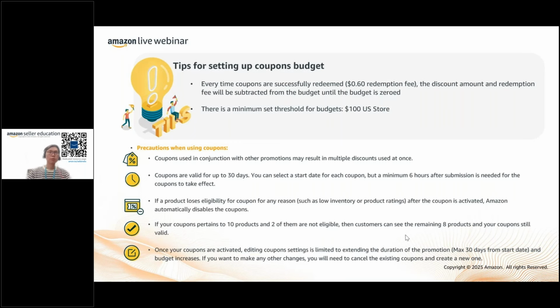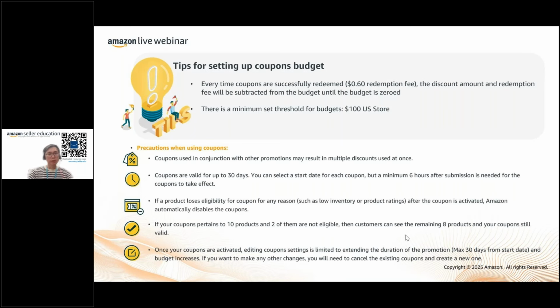However, you also want to be aware that there's an option that says, do you allow a stack promotion? Just make sure that you read through all the options available. Make sure that you are not giving more discount than you intended to because you are having multiple ongoing promotions.